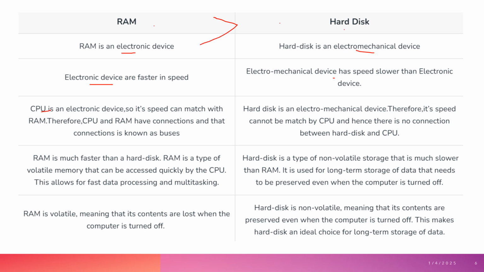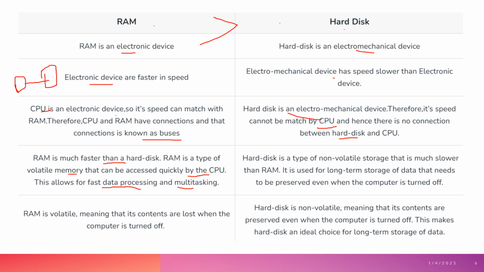CPU is also an electronic device, and so a direct connection between a CPU and a RAM is formed via a bus, or these connections are known as buses. Since hard disk is an electromechanical device, no such direct connection between CPU and hard disk is possible. So we have already understood that RAM is faster in nature. RAM is a type of volatile memory, which means that it can be accessed directly and quickly by the CPU. And it also helps the CPU to perform fast data processing and perform multiple tasks at a time.